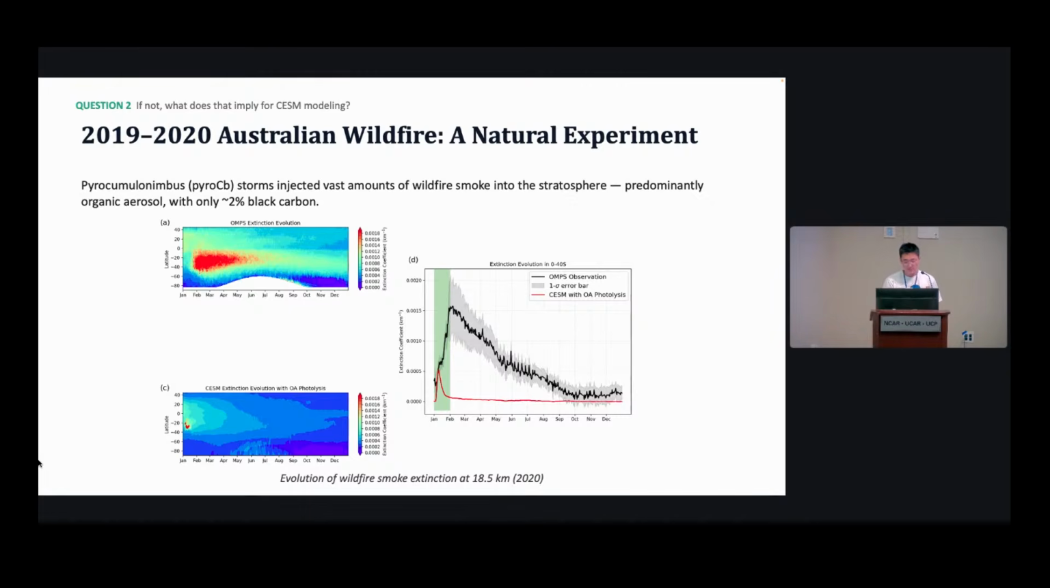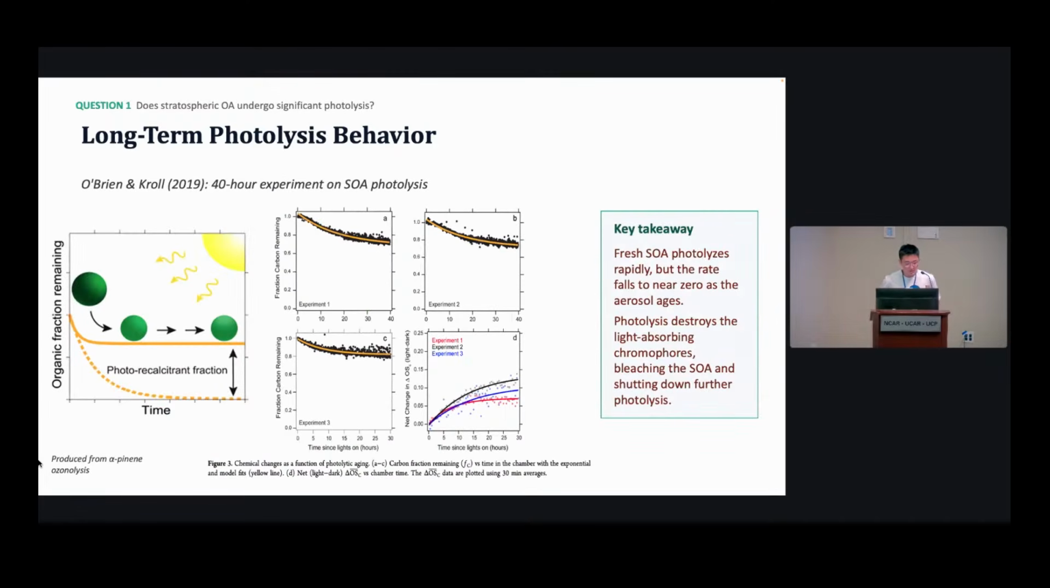So why does fresh organic aerosol have photolysis while aged organic aerosol in the stratosphere doesn't? Recently, O'Brien and Kroll published a paper to answer the question, and they did a longer timescale experiment for organic aerosol photolysis. They find that fresh SOA photolyzed rapidly, but the rate falls to near zero as the aerosol ages. It is because photolysis destroys the light-absorbing chromophores, bleaching the SOA and shutting down further photolysis.